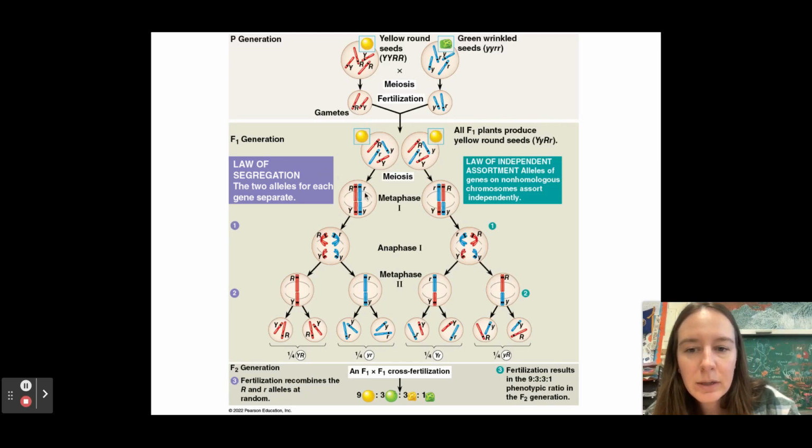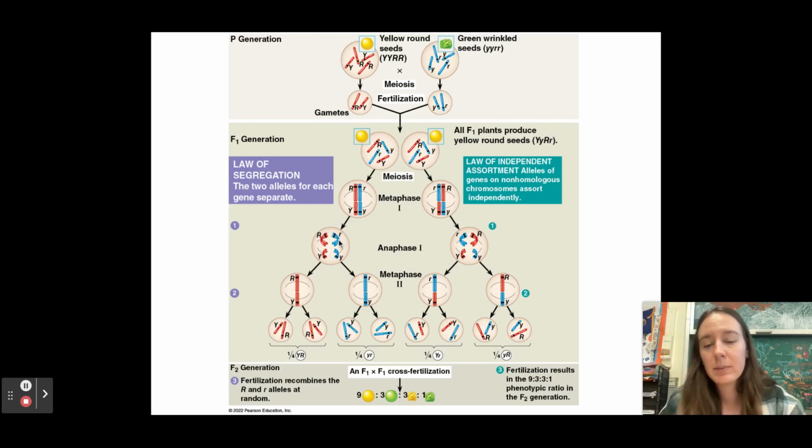So the 2 alleles for each gene are separating into 2 separate cells. So this allele separates to the left, and this allele separates to the right. That's called the law of segregation. And then from the first division, now you have your homologous pairs have divided. And then now the second division, meiosis 2, you're going to have the sister chromatids divide. And now you're making your gametes here.